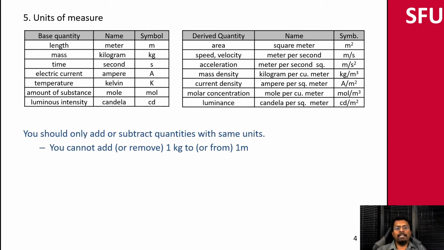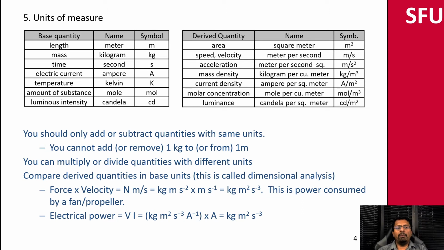So why are these units important? You should always add or subtract quantities with the same units. You cannot add a meter to a kilogram, or subtract a meter from a kilogram either. You make sure that they're the same quantities. Then you can multiply and divide different quantities, getting from one base unit to another derived unit, or between derived units.